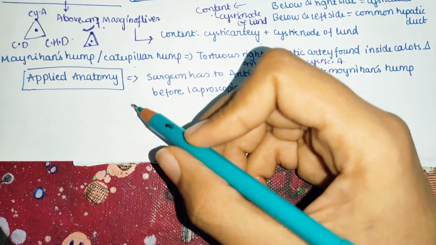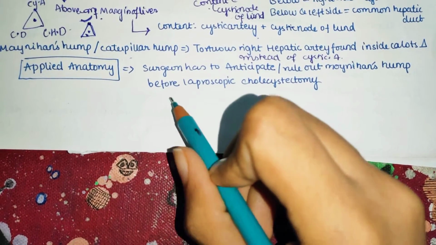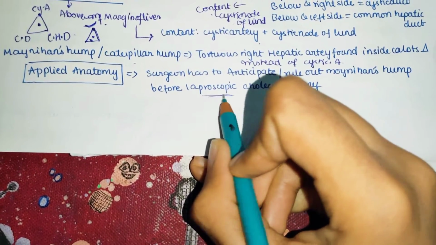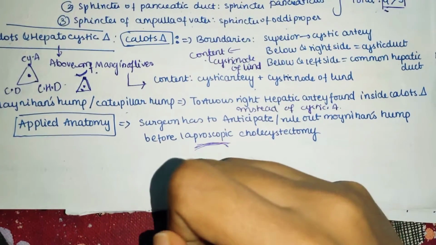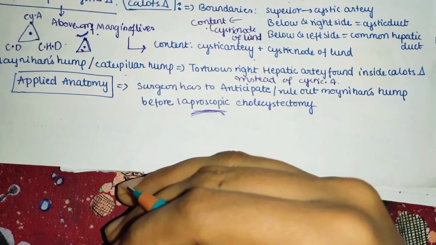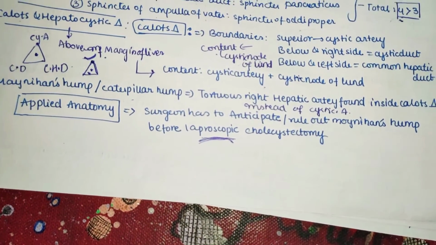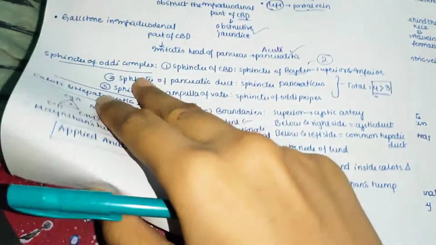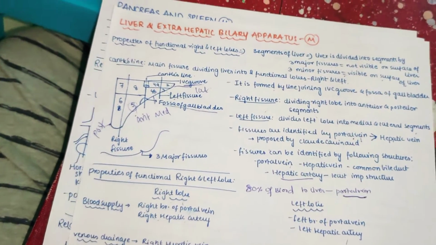Next, coming to applied anatomy. The surgeon has to anticipate or rule out Moynihan's hump before laparoscopic cholecystectomy, because if he mistakenly ligates it, there will be a lot of hemorrhage and blood loss for the patient. Okay, so this is all about our liver and extrahepatic biliary apparatus. Next we'll start with pancreas and spleen.